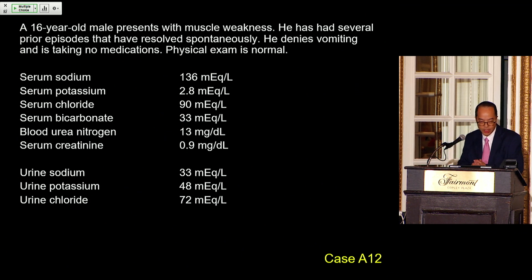Okay, next case. A 16-year-old male presents with muscle weakness. He's had several prior episodes that have resolved. He denies vomiting, doesn't take any meds, he says. And his K is 2.8 with a bicarb of 33. His urine lytes are as shown: 33, 48, and 72.